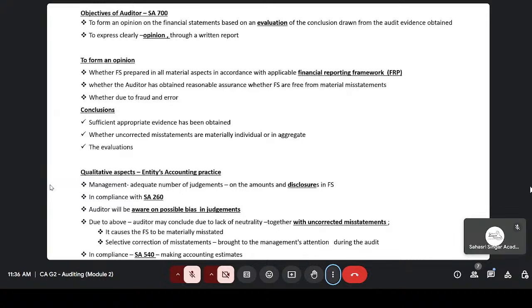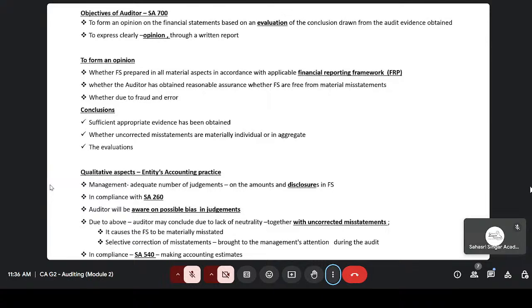The next one is the qualitative aspects of the entity's accounting practices. Most important qualitative aspects. It is not from the auditor's point of view. It is about the entity's accounting practices, because we all know the management prepares the financial statements. So as I said, they might have taken a lot of judgments. Judgments, meaning as per AS 15, the employee benefits assumptions they will use. Insurance, leases. So a lot of assumptions they may take.